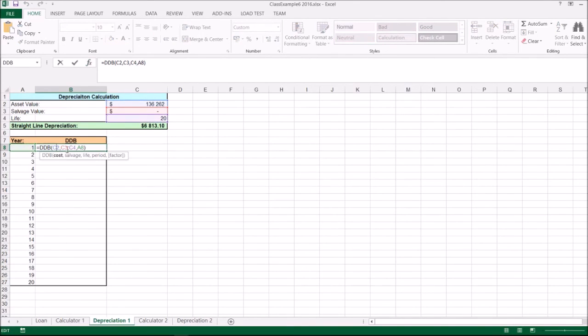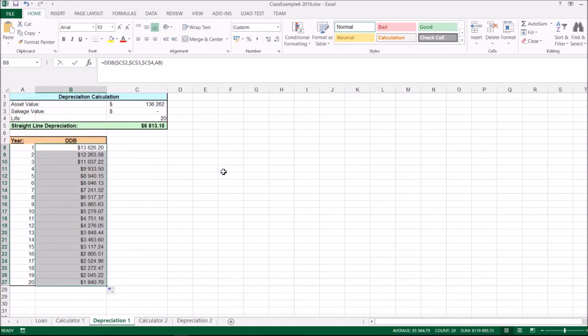We then need to lock certain values. So all the cells need to be locked except the period, because we're going to copy this formula down to other cells. So copy this formula down to the rest of your cells and you are done.